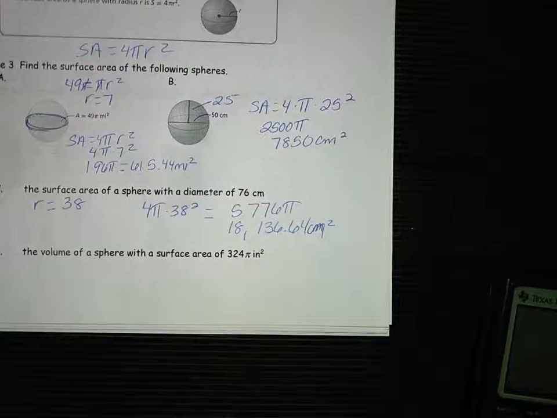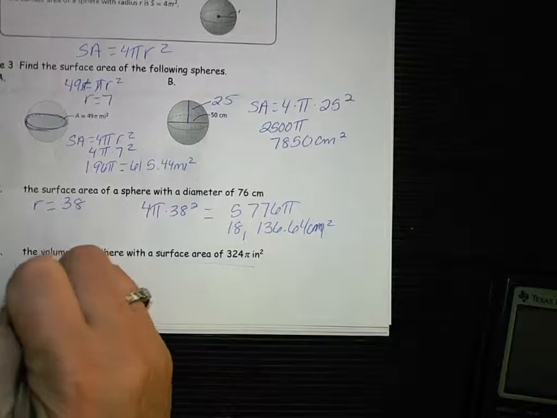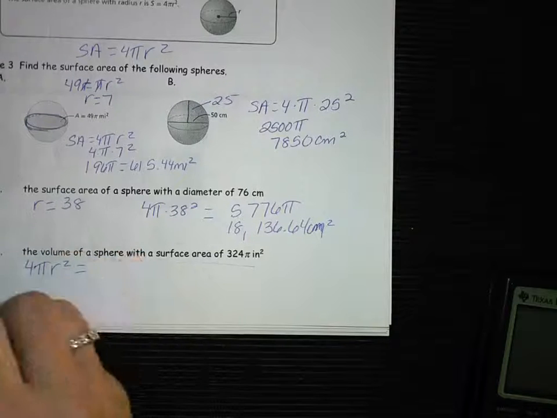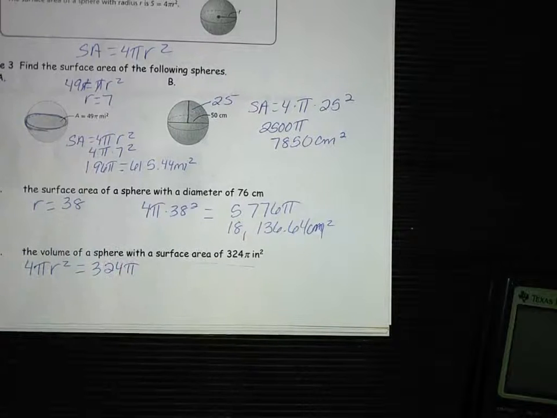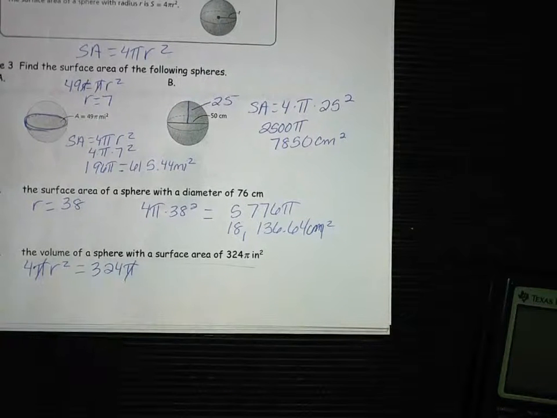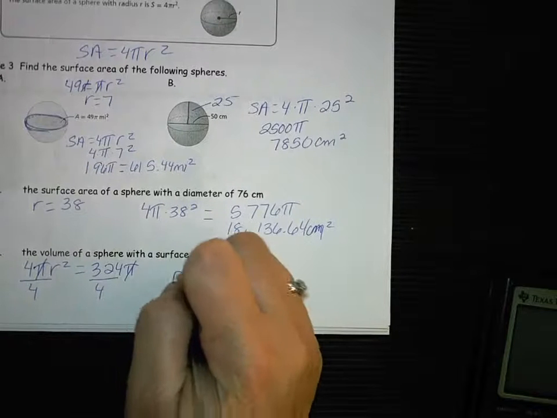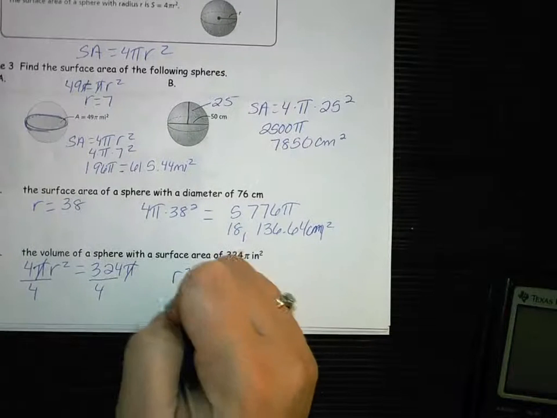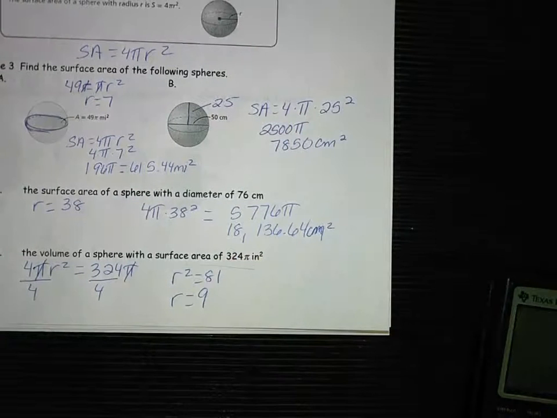Letter D asks us to find the volume of a sphere, if this is your surface area. So we have 4 pi r squared equals 324 pi. Pi's cancel. When you divide both sides by 4, r squared equals 81. And our radius is 9.